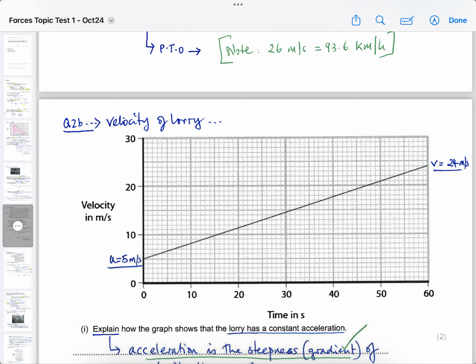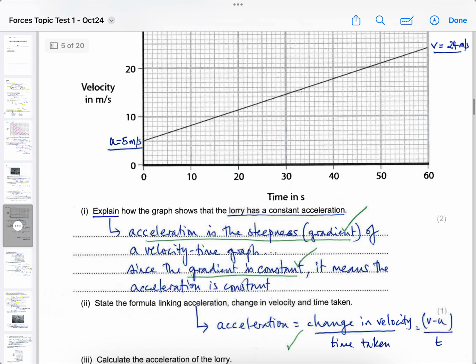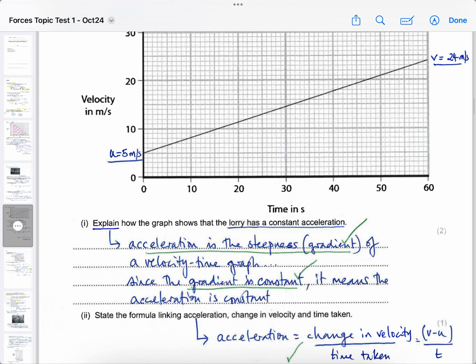Nice, easy scale that they've chosen. Time taken is 60 seconds. Explain how the graph shows that the lorry has a constant acceleration. Well, the acceleration is the steepness of a velocity time graph, which is the gradient. So if you know that, you get 1 mark. And since the gradient is constant, it's not curving, it's a constant steepness, so it means the acceleration must be constant.